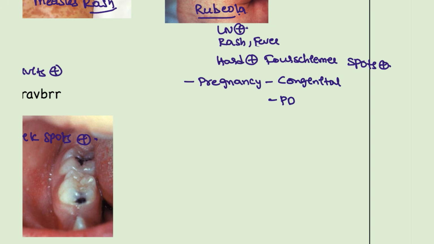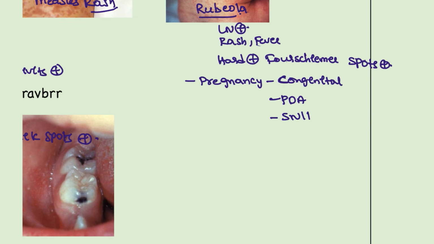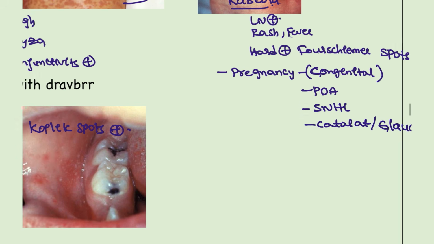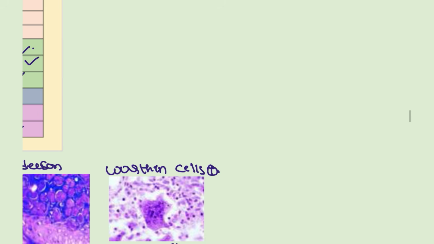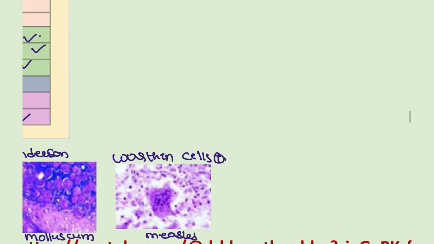What is the presentation of the baby if it is born with infectious rubeola? Patent ductus arteriosus, SNHL, and cataract or glaucoma will be seen. This is the presentation of the congenital type of TORCH infection associated with rubeola, right? These are some of the types that can be remembered.